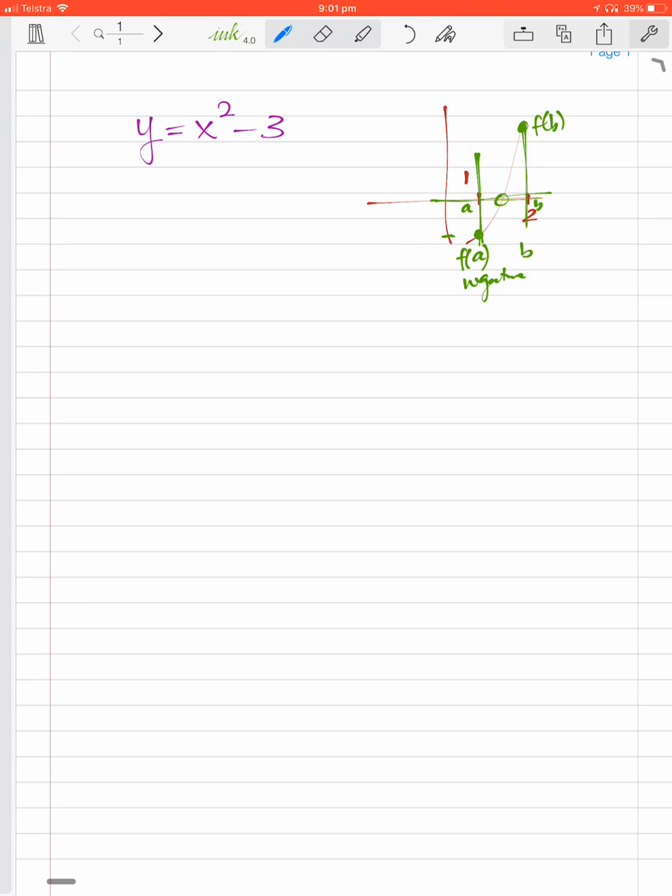Now, if I've got a point that's below the x-axis, and a point that's above the x-axis, and it's a continuous function, well, somewhere in between there I must go through the x-axis. So there's got to be some sort of intercept in between them.